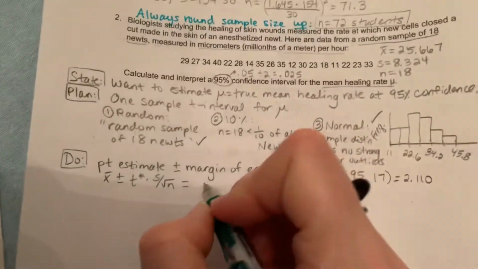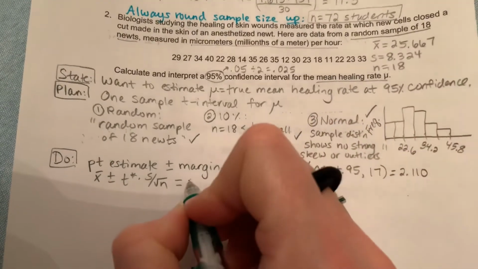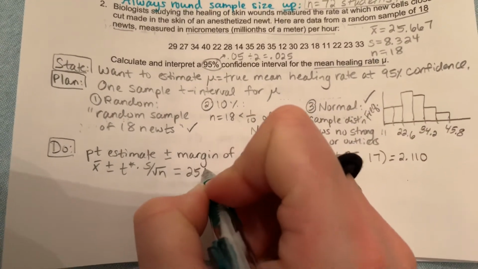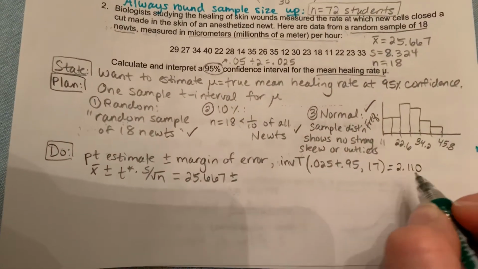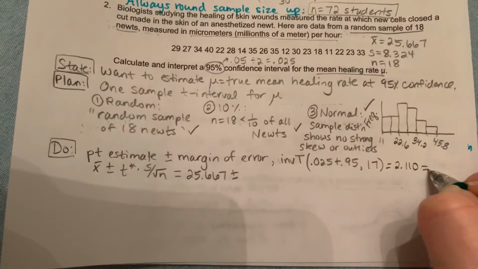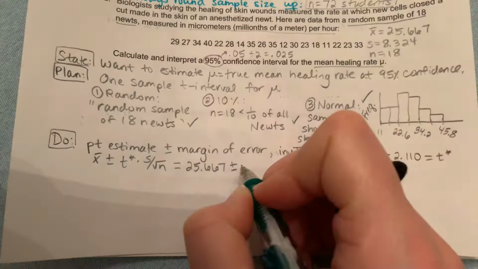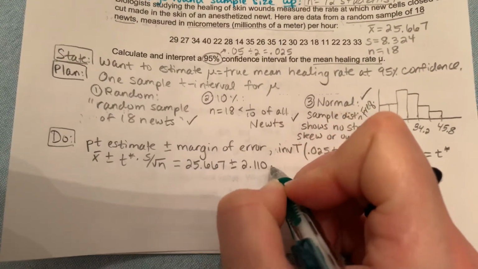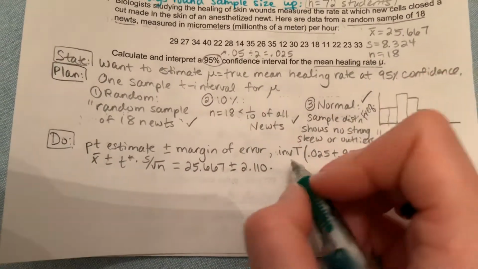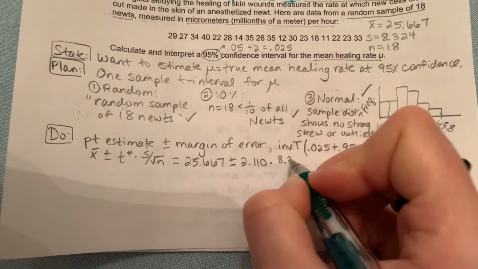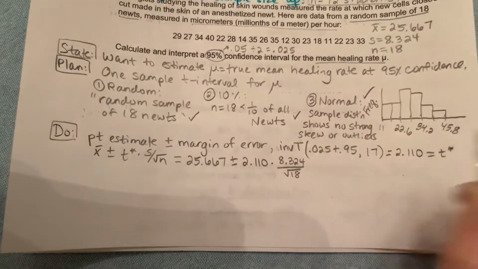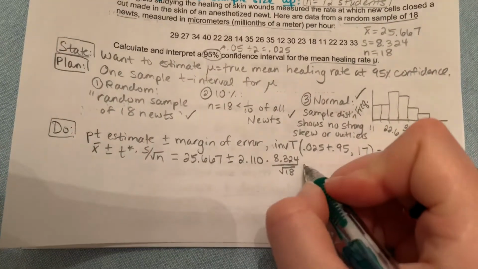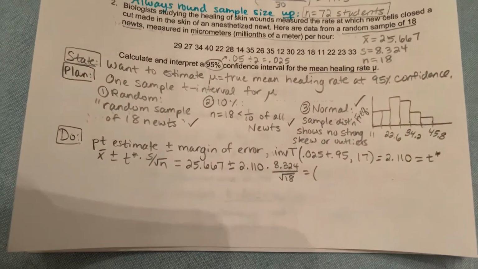Okay, so now I'm ready to plug in. I have x bar, again from Statcrunch, I wrote this down, 25.667 plus or minus t star, which is 2.110. I should probably write that this is t star out here. Times s, which is 8.324, divided by the square root of n, which is 18. Okay, so I'm ready to calculate that out and get my interval limits.